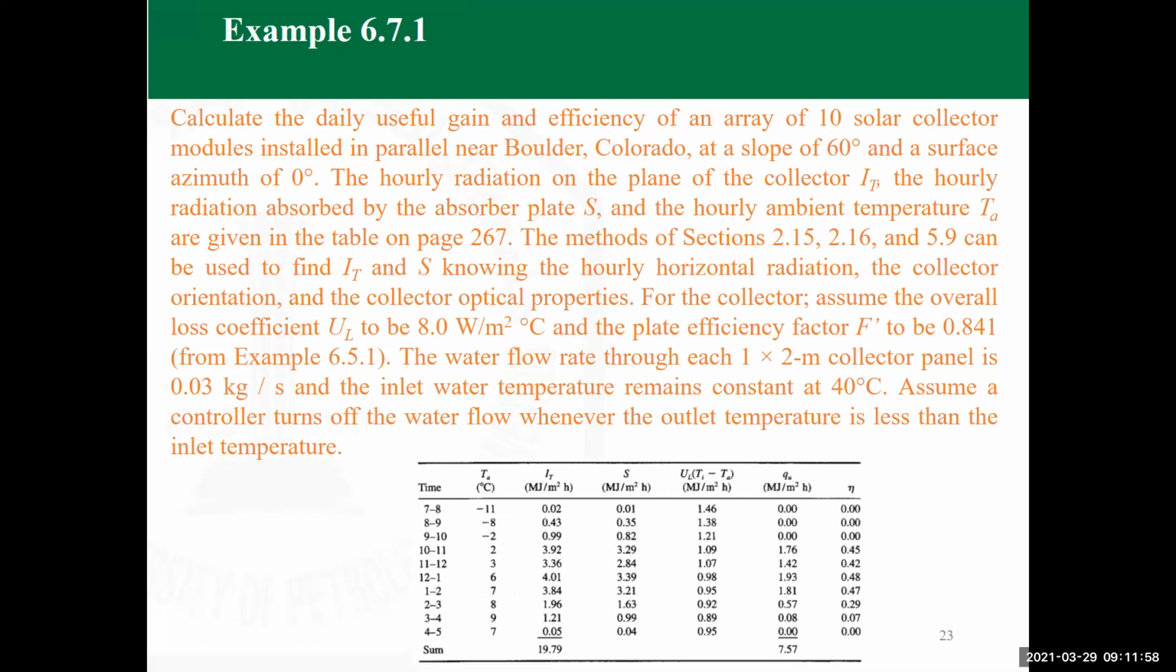So here we have the time from 7 to 8, from 8 to 9, from 9 to 10, from 11 to 12, and so on. And then we have the ambient temperature. It looks like a very cold area. The IT value is given here, which is the hourly based rate of energy flux. S is the energy falling onto the absorbing plate of the solar collector. The overall loss coefficient times the temperature difference is seen here, UL times (Ti minus Ta). Q useful is shown, and then the efficiency is calculated.